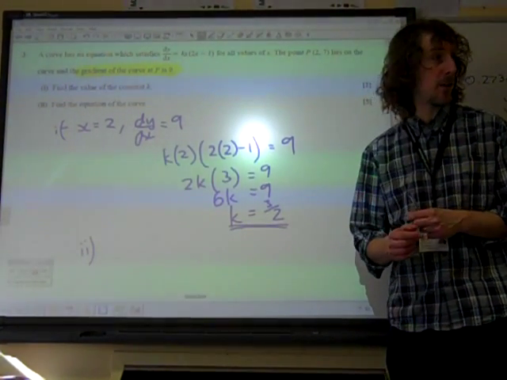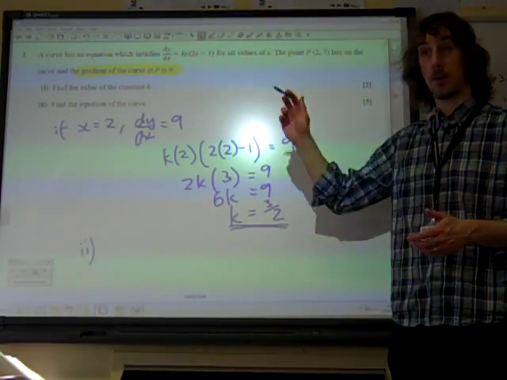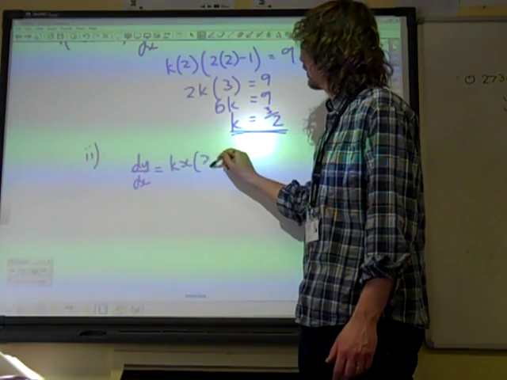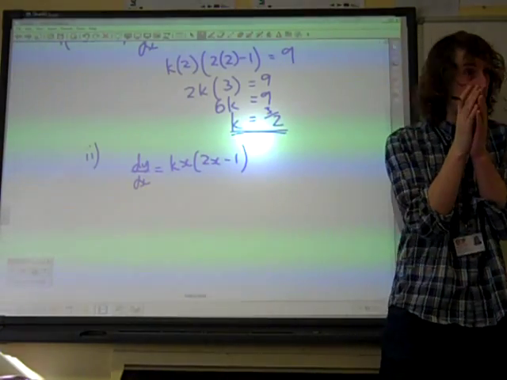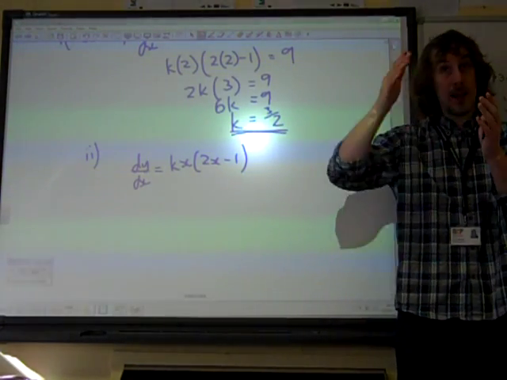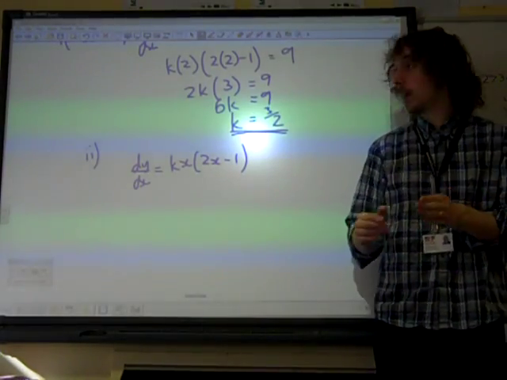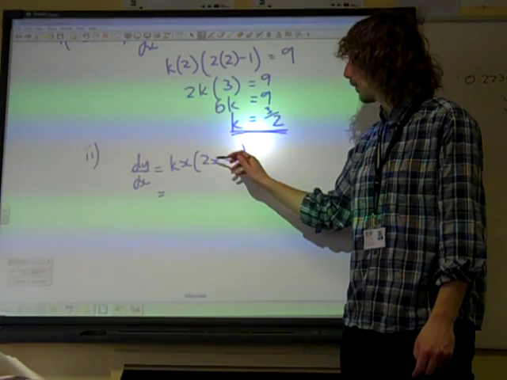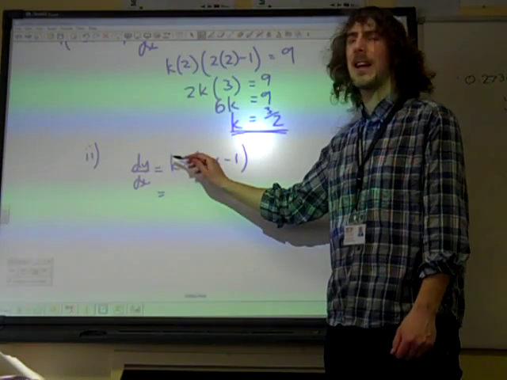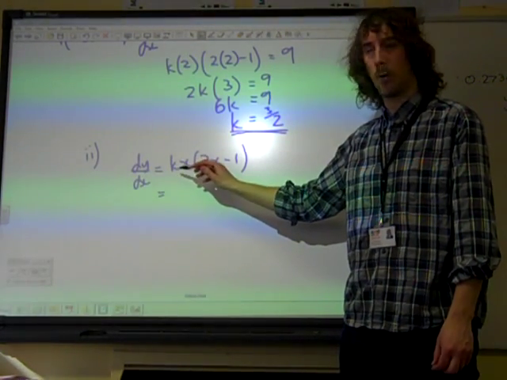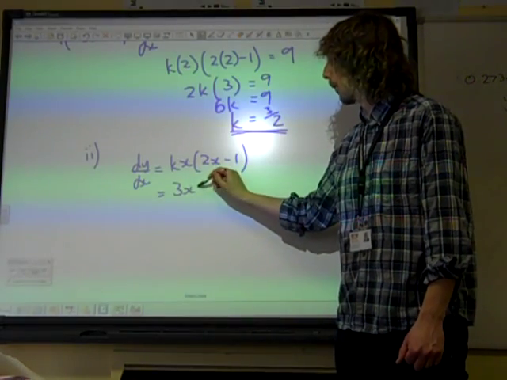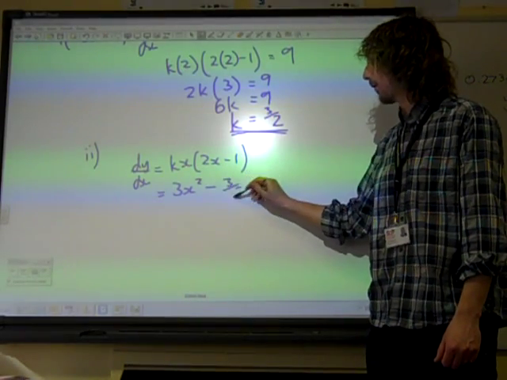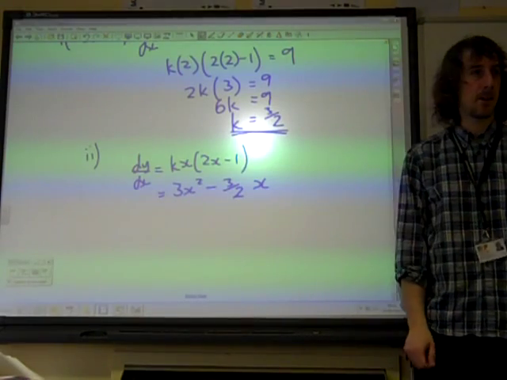Now we're going to use the other bit of information at some point, but dy by dx is kx(2x - 1). Remember, before we integrate this, we need to have this in that index form. We need to have this all multiplied out, no brackets in there. So kx times 2x would be, well, k is 3 over 2, of course. So that's 3 over 2 times 2 times x, which gives us 3x squared. And then we've got 3 over 2 x times minus 1, so minus 3 over 2 x. So that's what we're going to integrate.